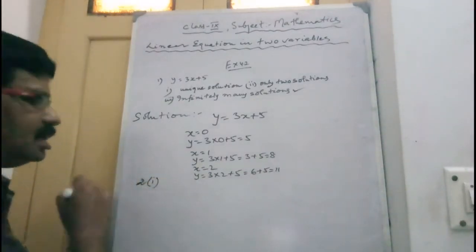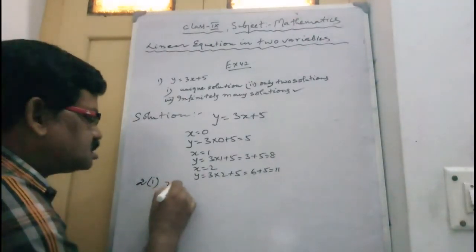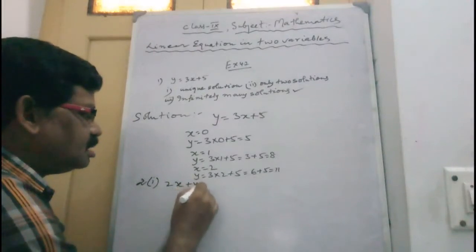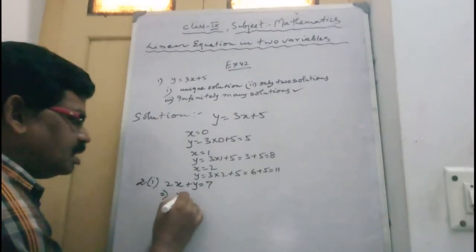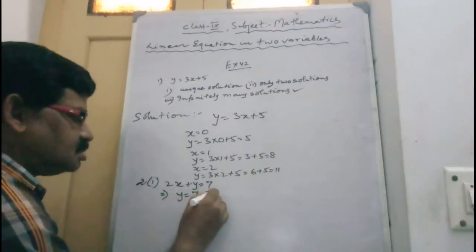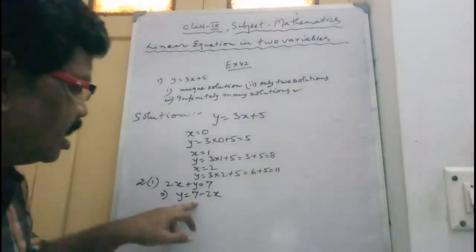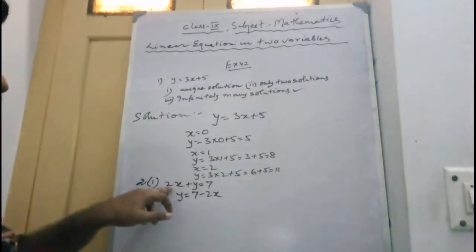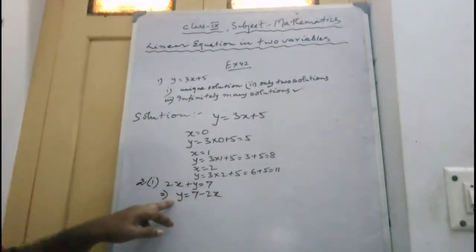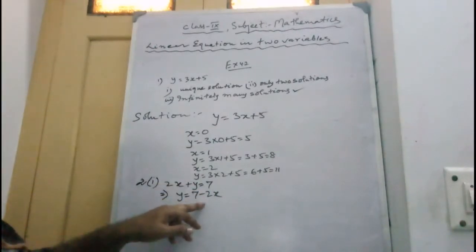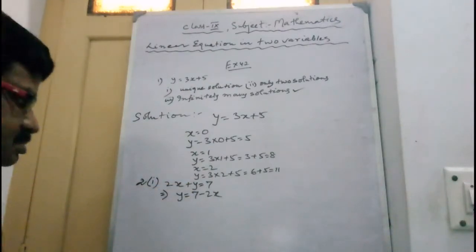Roman 1. 2x plus y equal to 7. So y equal to 7 minus 2x. You can write that by taking the x variable terms on one side and the rest on the other side. Here I have taken y on one side, the rest on the other side. In this question you have to find 4 solutions.